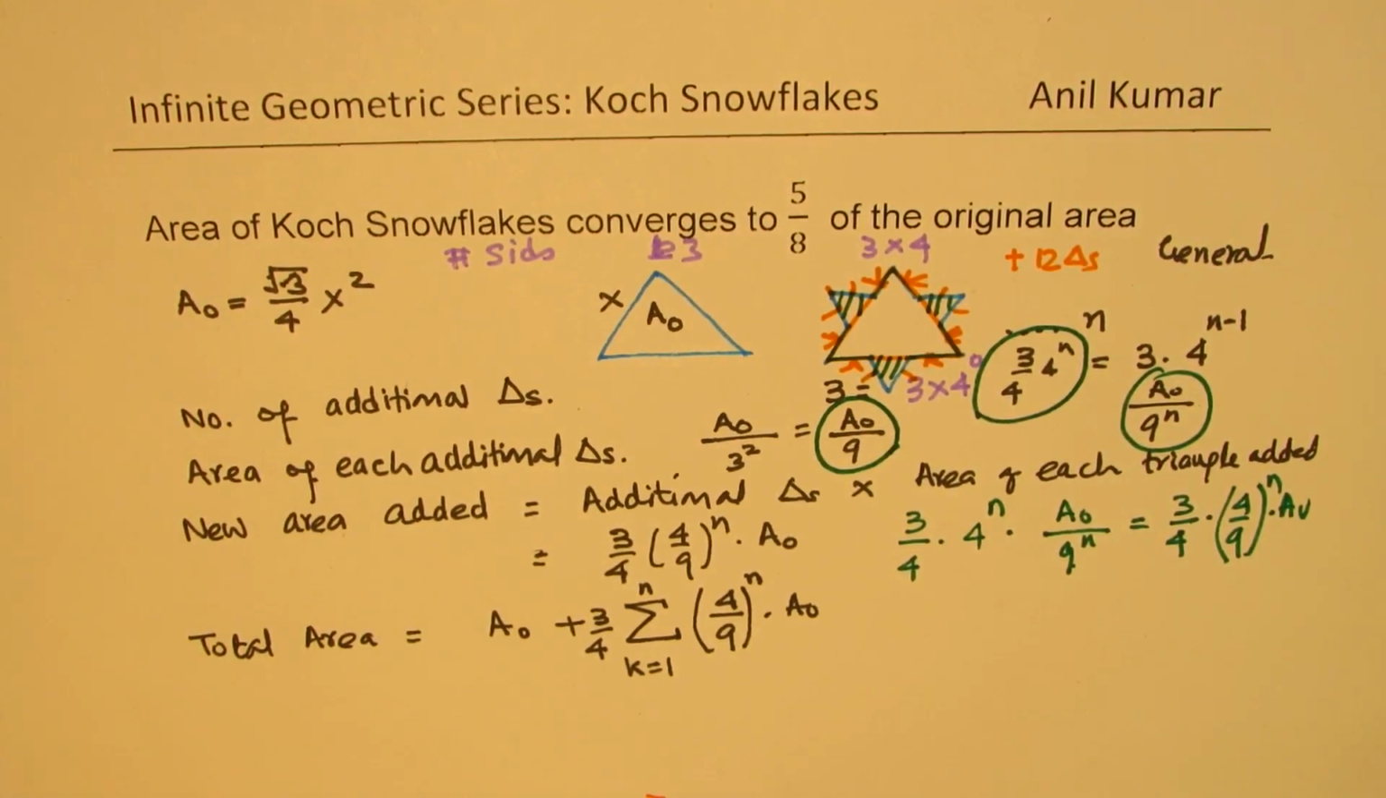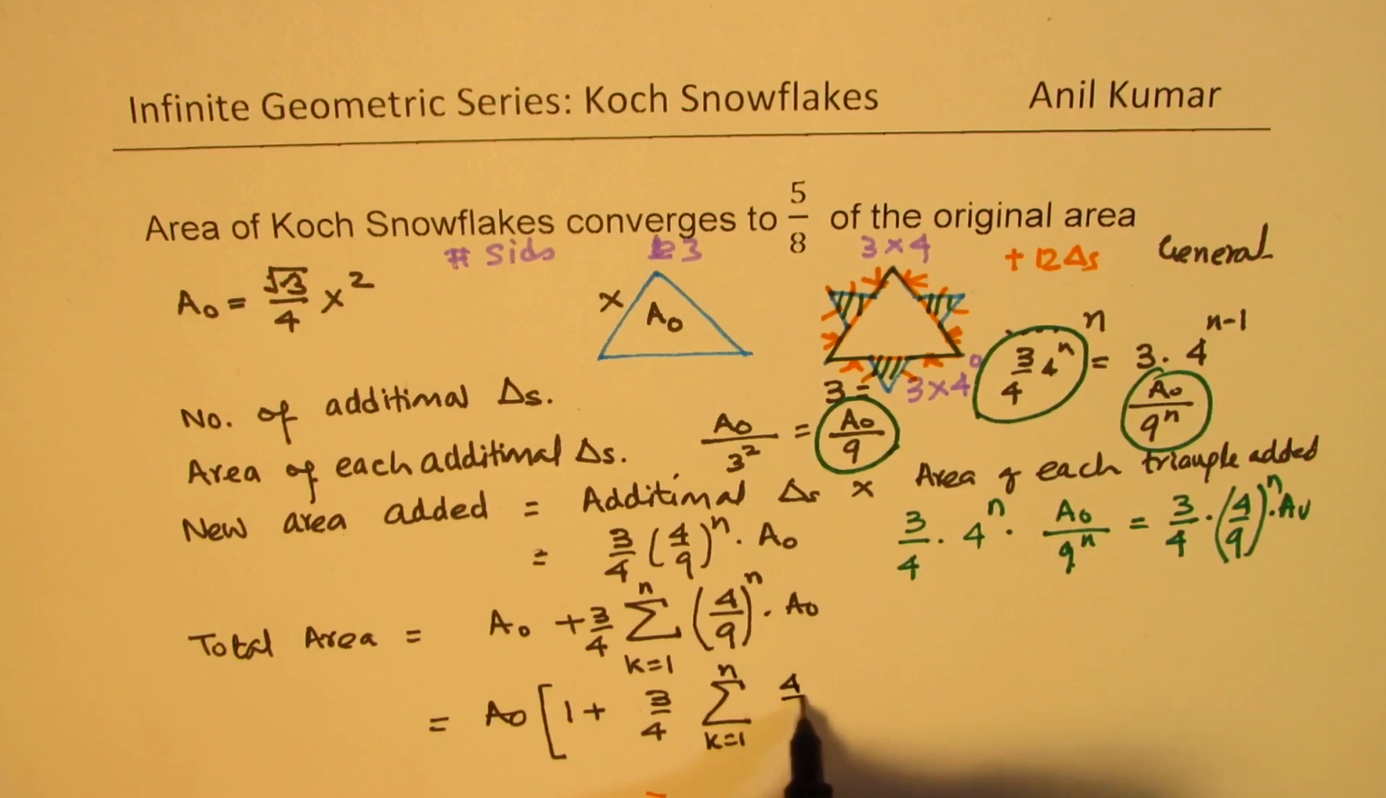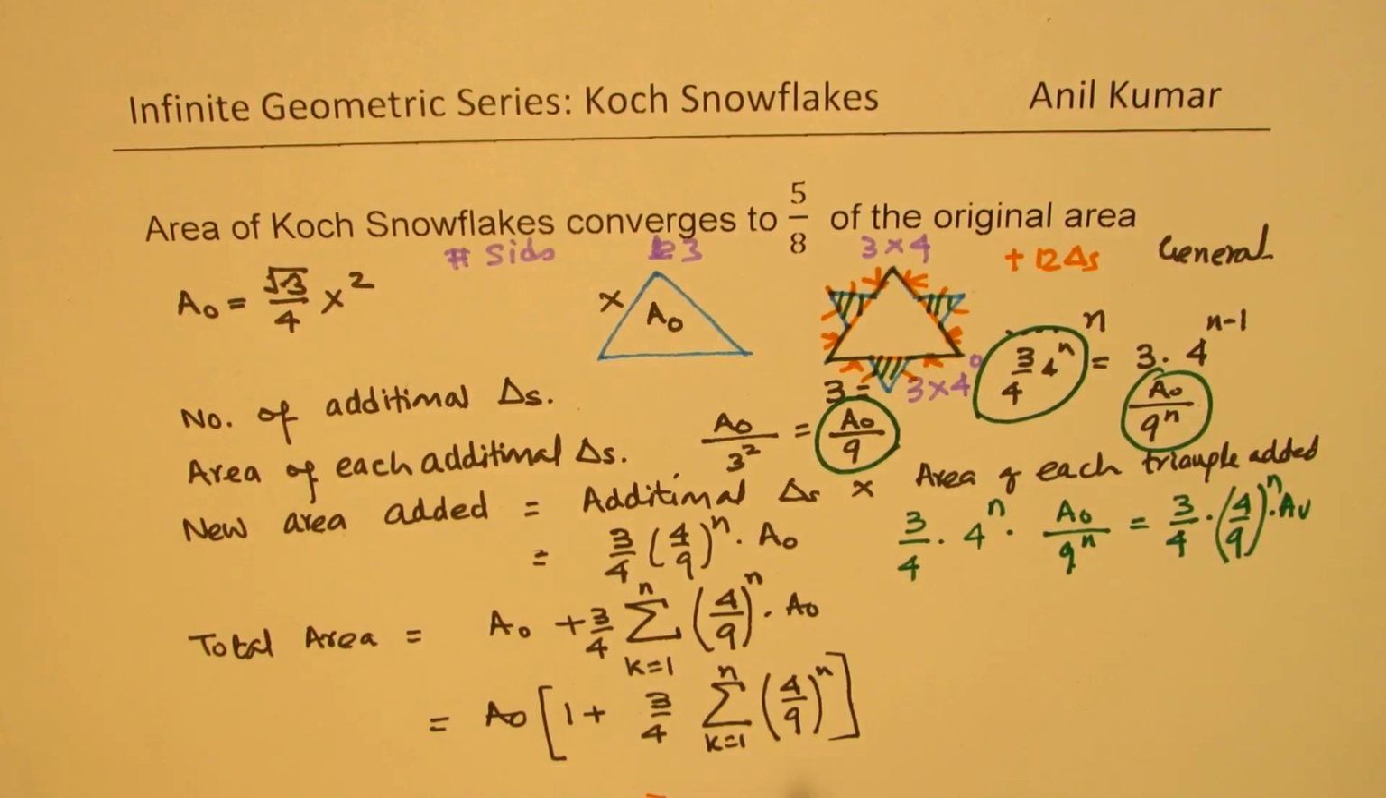Right. So this is a very important expression to understand. You could rearrange this, and we could say that A0 is common, and what we get here is 1 plus 3 over 4 times the sum of all the additional triangle areas, k equals 1 to n, of 4 over 9 to the power of k. You can expand this series and add it using the geometric series. And then we'll find this expression will converge to 5 over 8. So you can take this as an exercise, and I'll further continue to show you how.